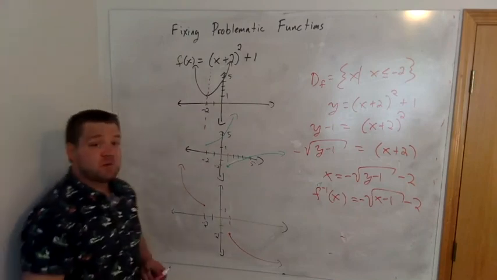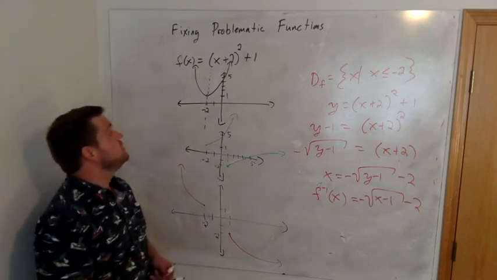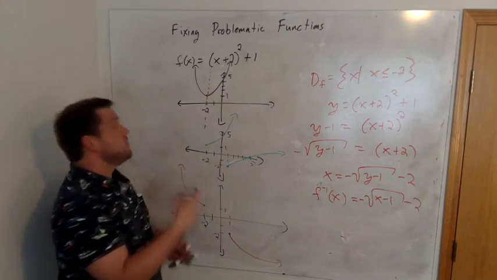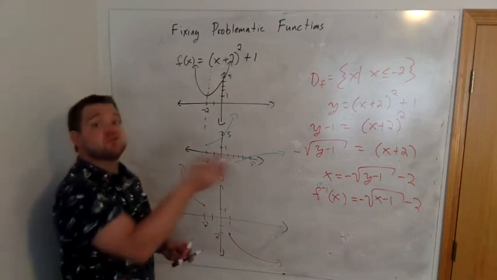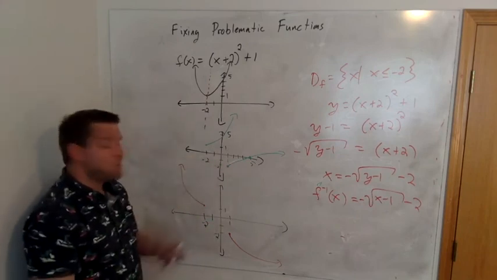And that's how we fix problematic functions. We break the function that's not one-to-one into a bunch of one-to-one pieces, and we find inverses for each of those pieces.